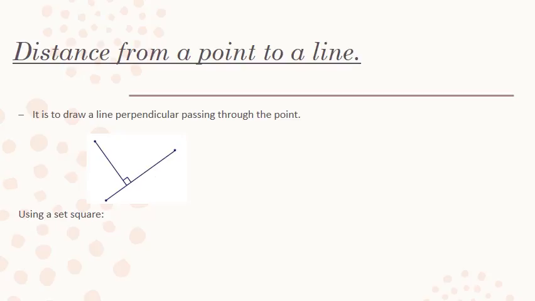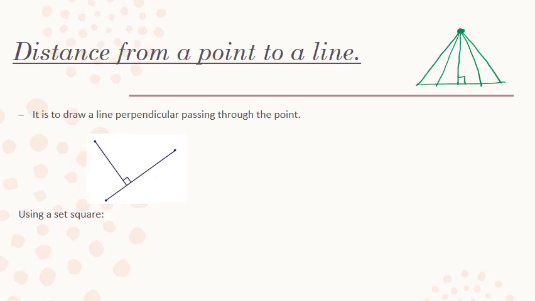And now we are going to talk about the distance from a point to a line. Suppose that I have a line and a point, and I need to find the shortest distance from this point to the line. You can go like this, you can go like this, or you can choose any path. But to find really the shortest distance from this point to the line, you need to draw a perpendicular line from this point to the line.